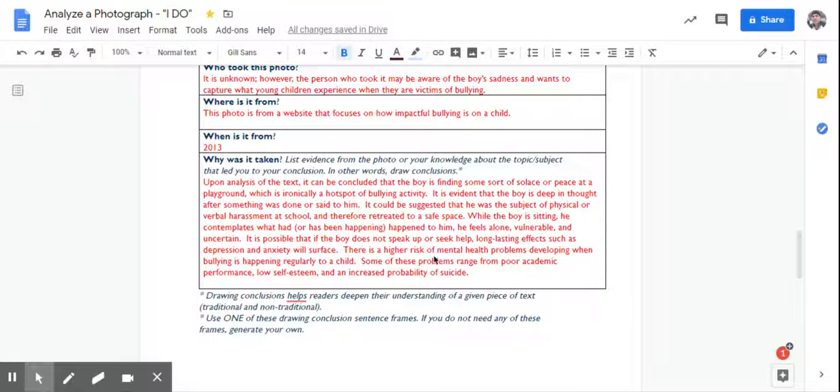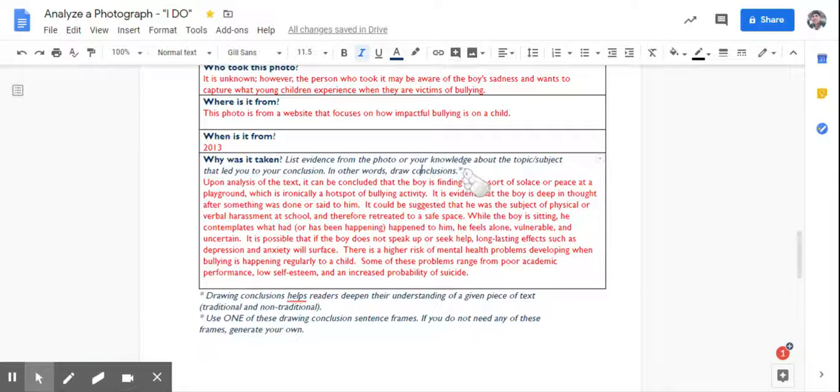Why was it taken? In other words, what's the significance? What is the impact the photograph is having on the viewer, the reader, if you will? List evidence from the photo or your knowledge about the topic or subject that led you to your conclusion. In other words, draw conclusions. Okay. This is a refresher because I'm sure you learned what it means to draw conclusions in middle school.